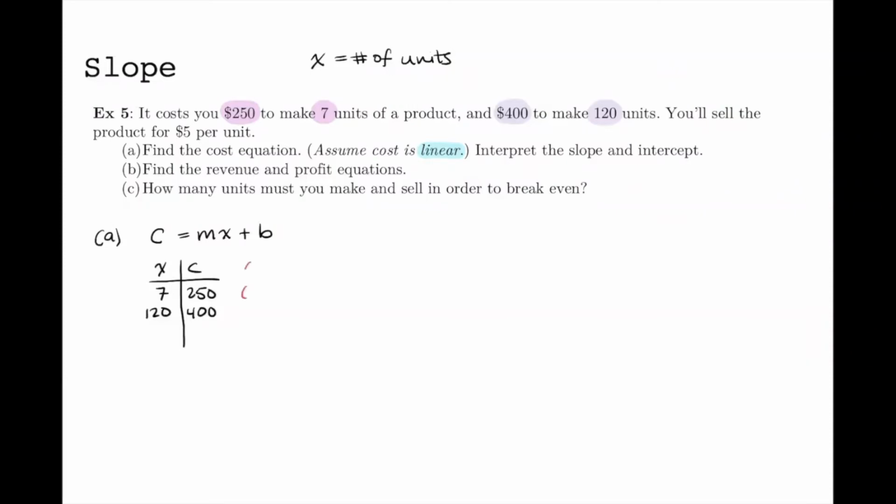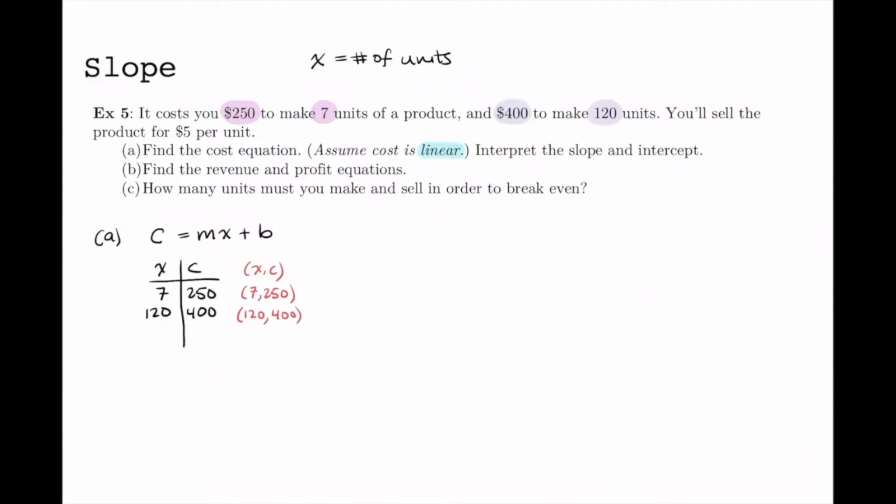If we wanted to write these in ordered pairs or coordinates, we could do that too. It's going to be x comma c instead of x comma y because really c is playing the role of y. So if we put our first pair into a coordinate, we would have 7 comma 250, and our second pair would be 120 comma 400.